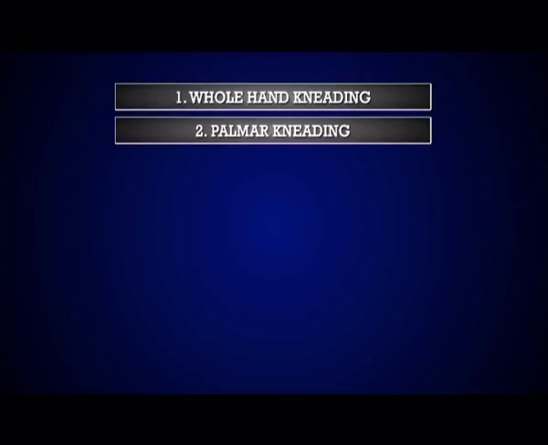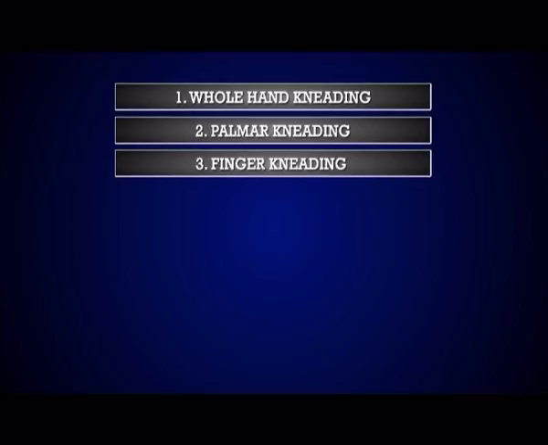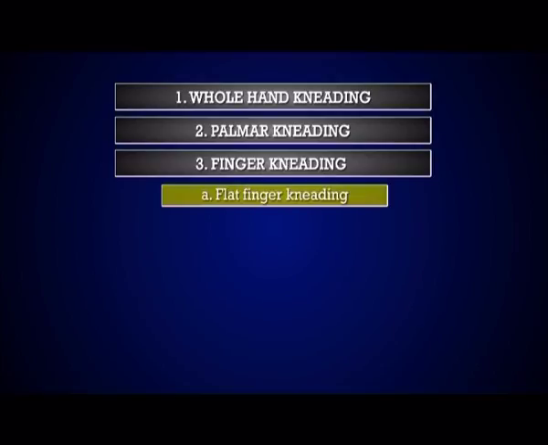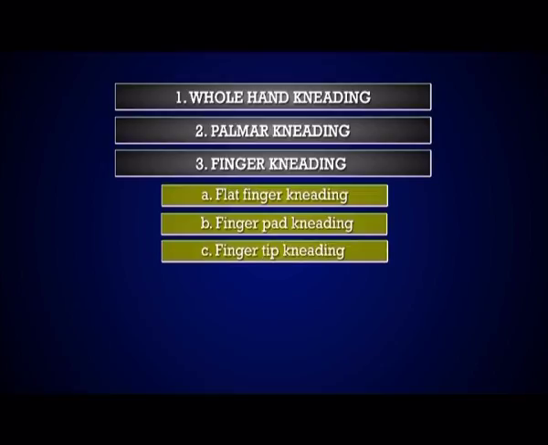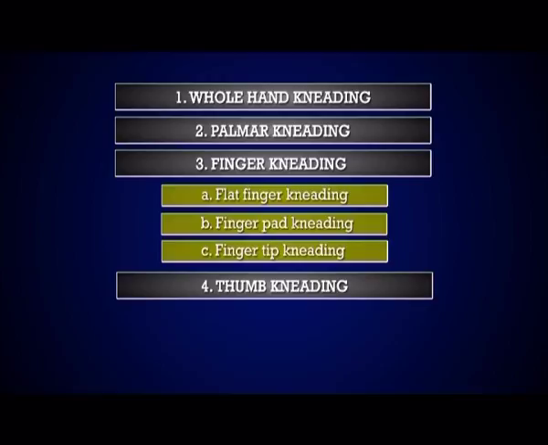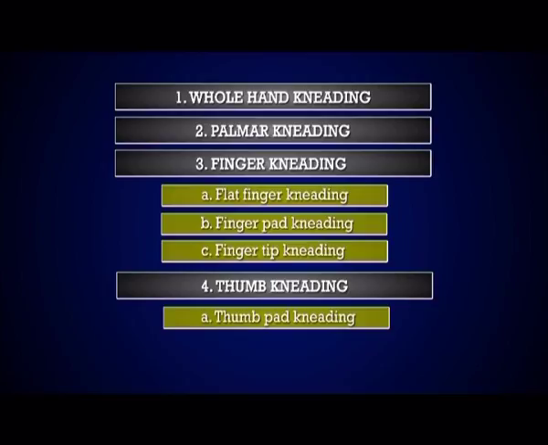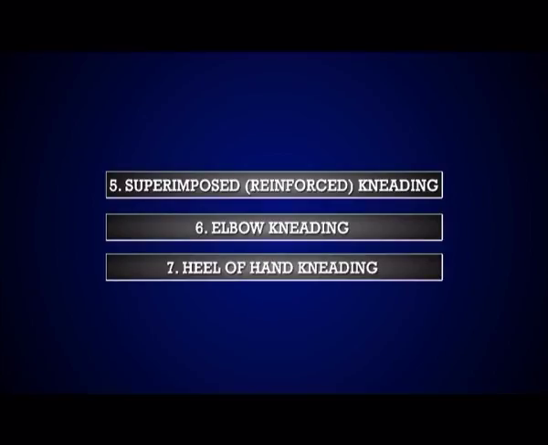Number 1, whole hand kneading. Number 2, palmar kneading. Number 3, finger kneading. In finger kneading, we have 3 subdivisions: A, flat finger kneading; B, finger pad kneading; C, fingertip kneading. And number 4, thumb kneading. In this we have subdivisions: number A, thumb pad kneading; number B, thumb tip kneading. And number 5 is superimposed or reinforced kneading. Number 6, elbow kneading. Number 7, heel of hand kneading.